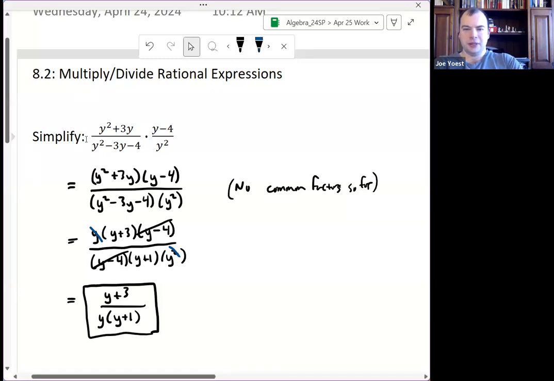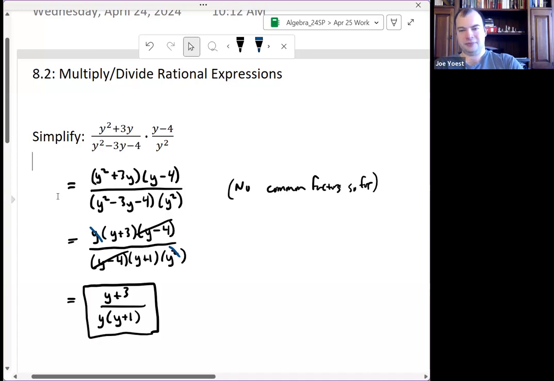Okay, so let's take a look at this one. I think this was pretty straightforward. So again, we multiply two fractions by multiplying across the top, multiplying across the bottom. So we get y squared plus 3y times y minus 4 over y squared minus 3y minus 4 times y squared. I don't see any common factors yet. There's nothing I can simplify at this step.